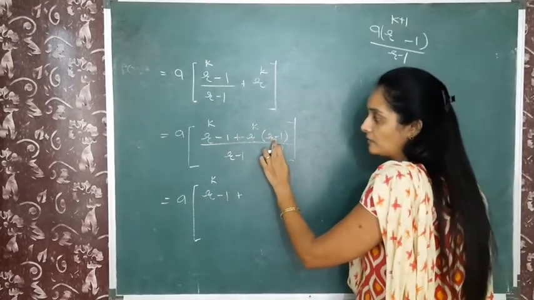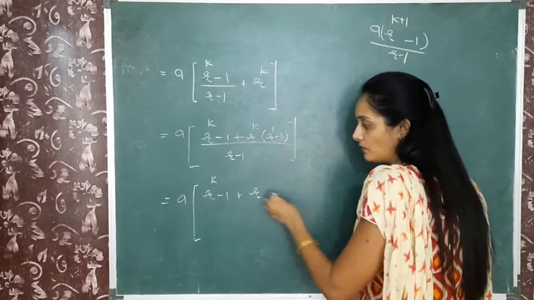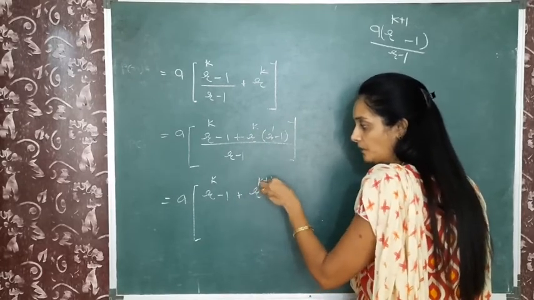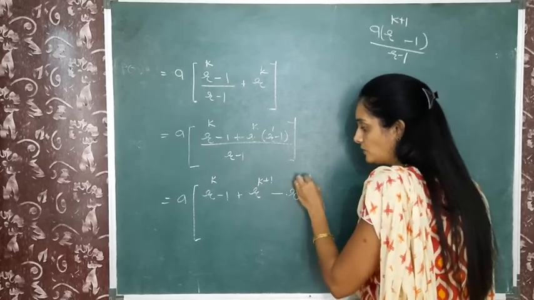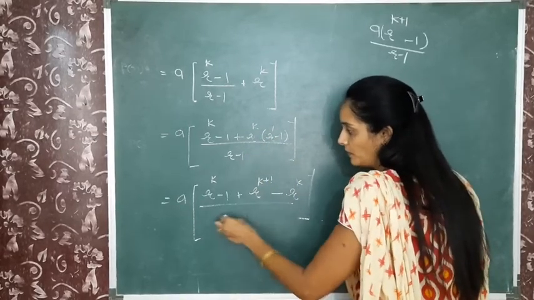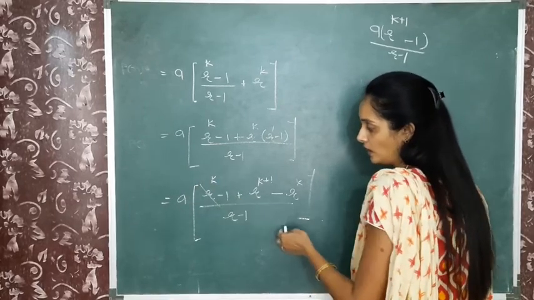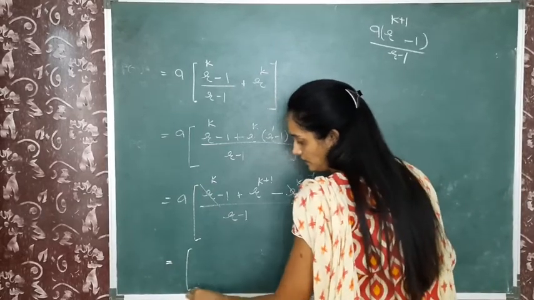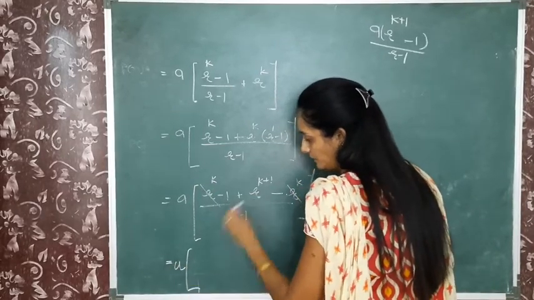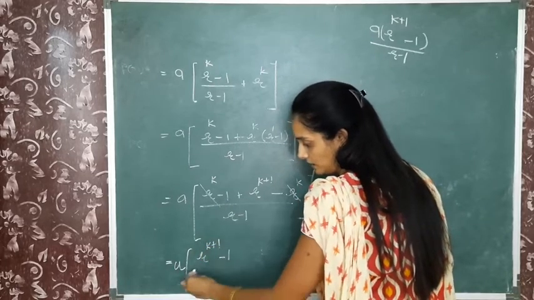Base are same, then addition of power. So r raised to, here power is 1. So r raised to k plus 1 minus r raised to k upon r minus 1. So r raised to k and r raised to k is cut. So here a times r raised to k plus 1 minus 1.